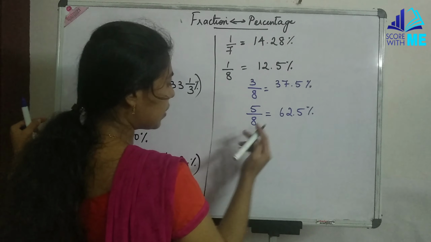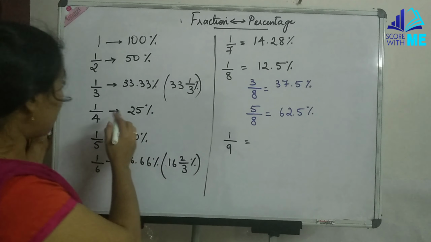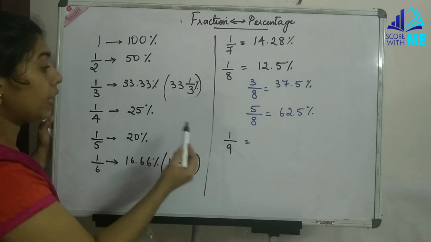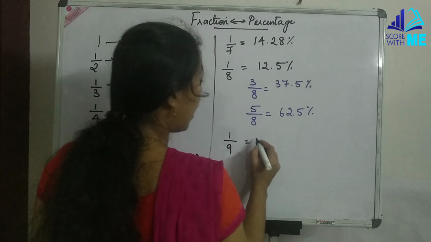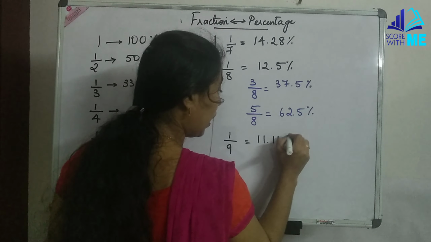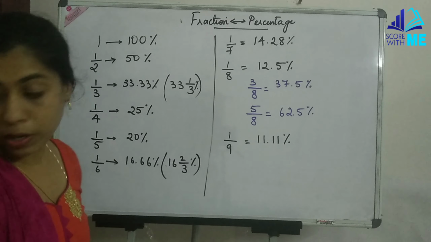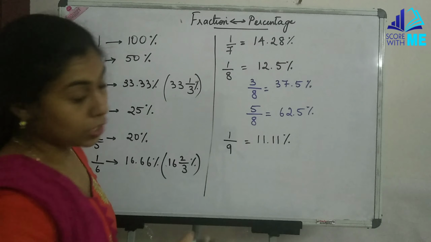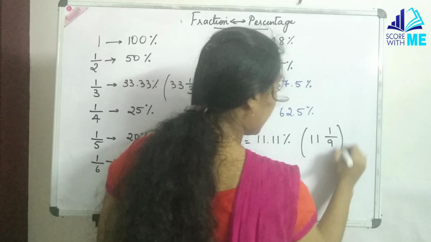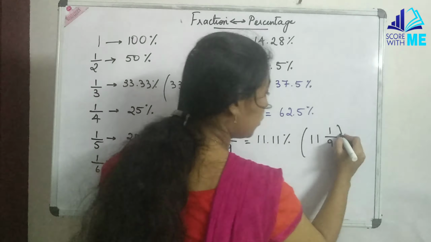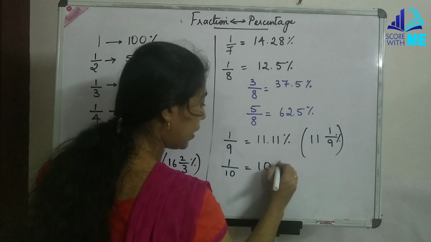Next, let us go to 1 by 9. If we know 1 by 3 is 33.3, then 33.33 divided by 3 will give us 1 by 9, and this is 11.1111. Again, the same way as we said earlier, this cannot be an exact value. So when we write the value, it is always 1 by 9 of 100%. Next, 1 by 10, as all of us know, is going to be 10%.